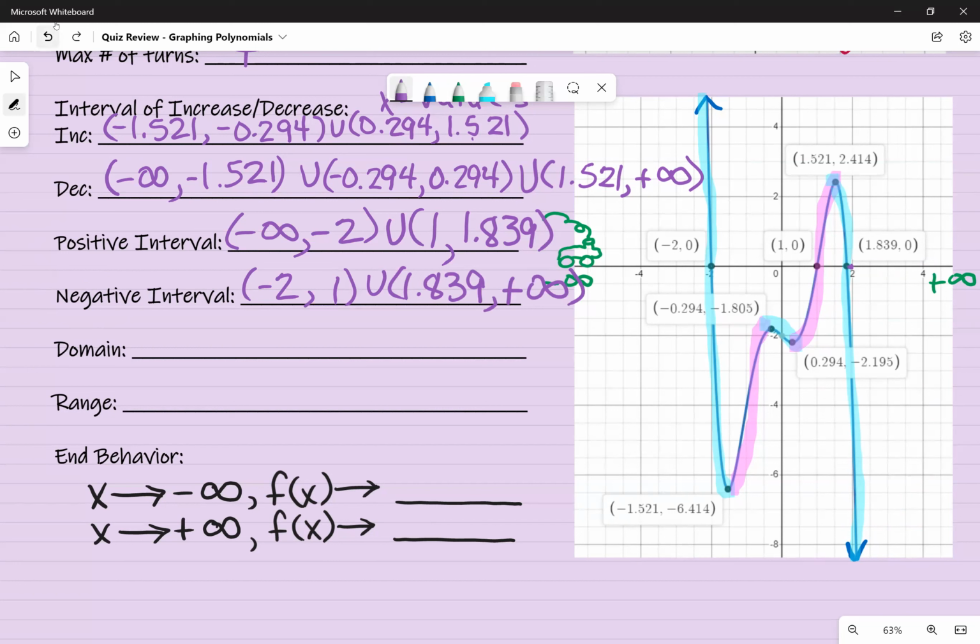So that's the difference between the intervals of increase and decrease and positive and negative intervals. They're both using the x values, but just make sure you understand one of them means I'm going from the highest point to the lowest point, or vice versa. The other one is asking what is above the x-axis versus what is below the x-axis.